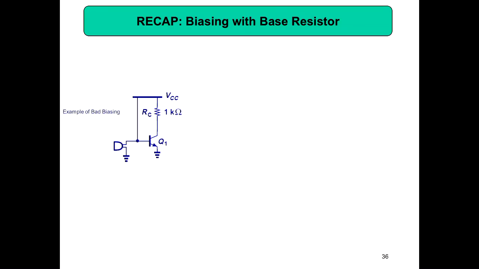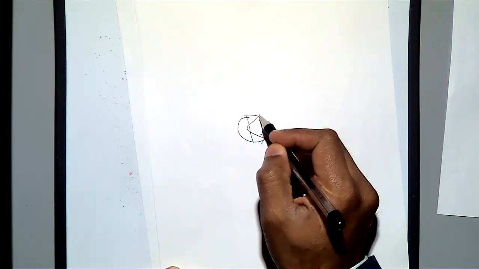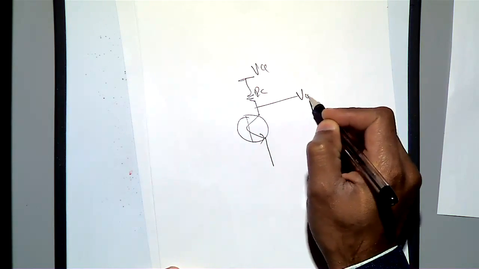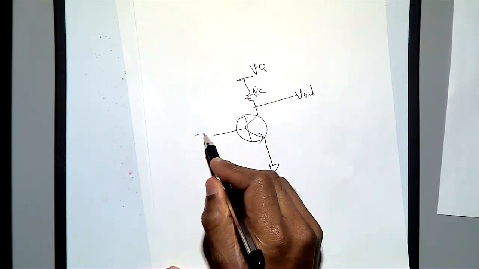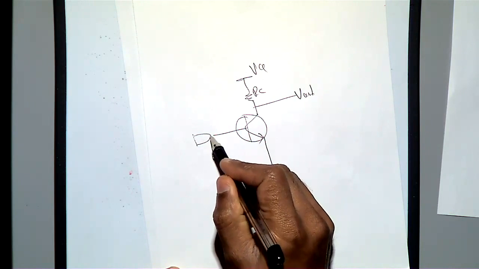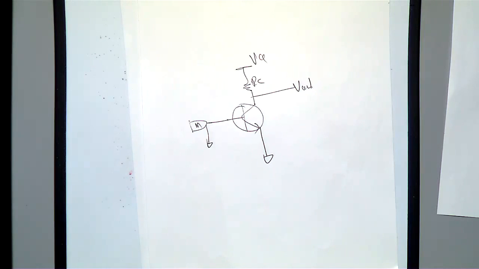How many of you think that this is operating in the active region? This is a modification of a previous case which we discussed. So this is your VCC, RC, Vout, and this is grounded. Then what we did is we connected a microphone directly here. Do you remember? We connected a microphone directly. Then this was not a good strategy.